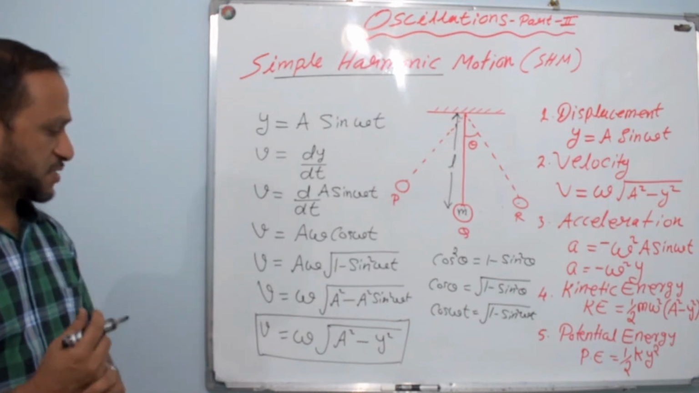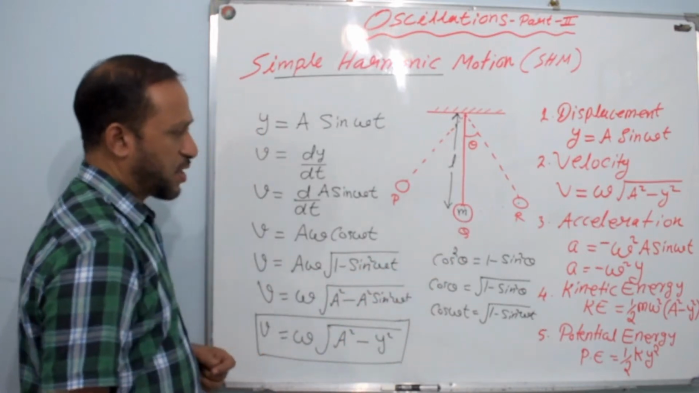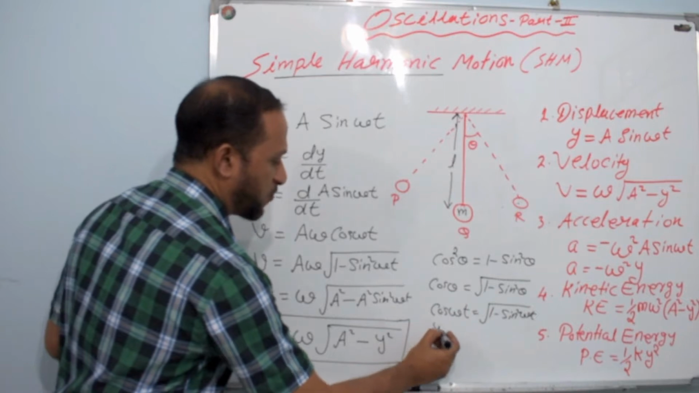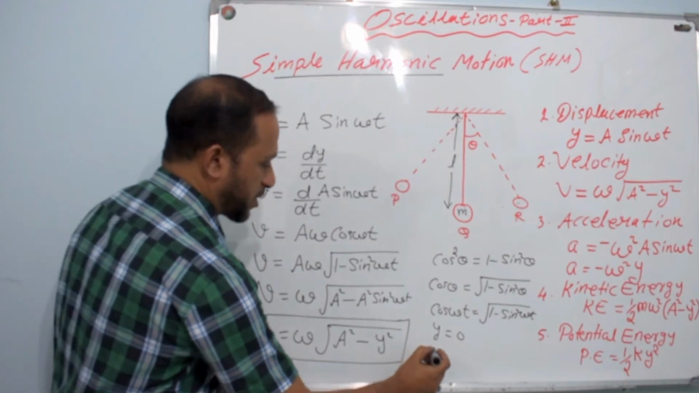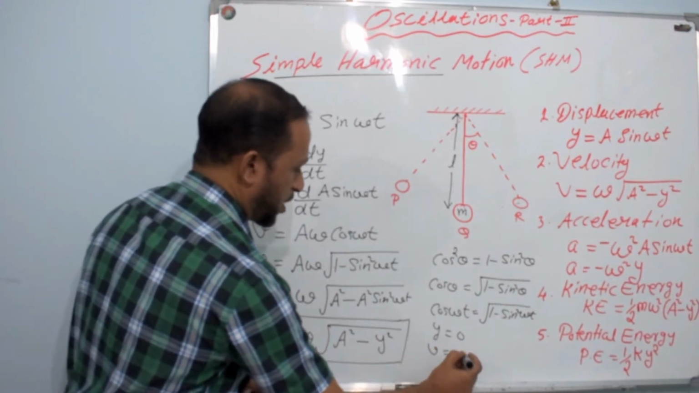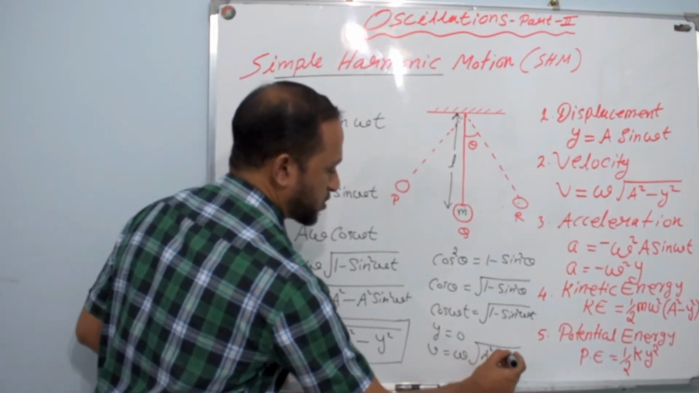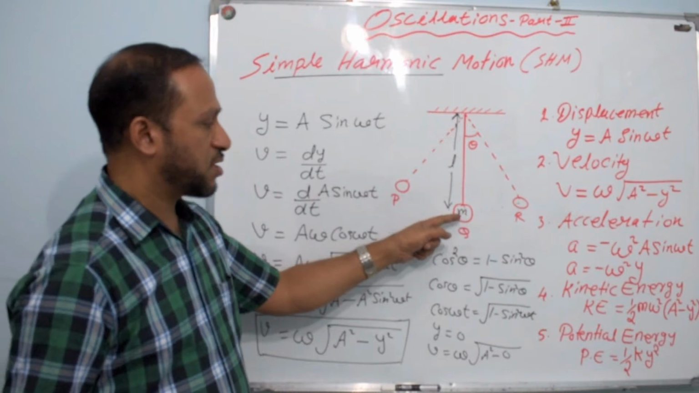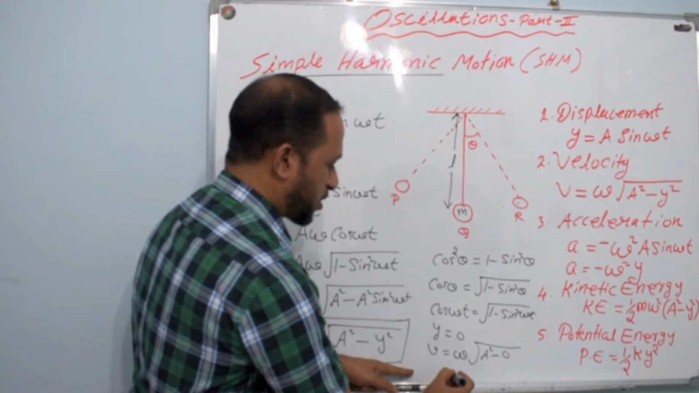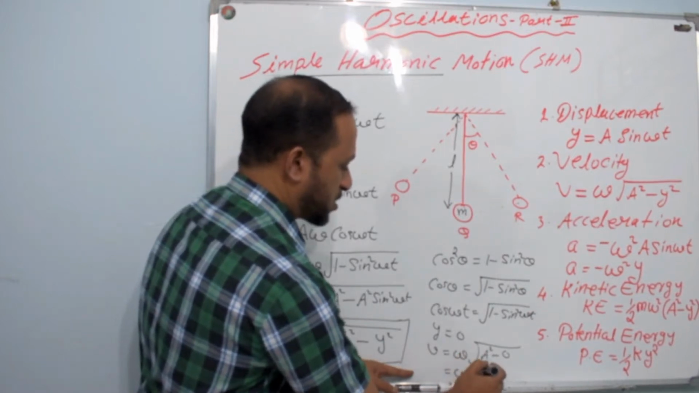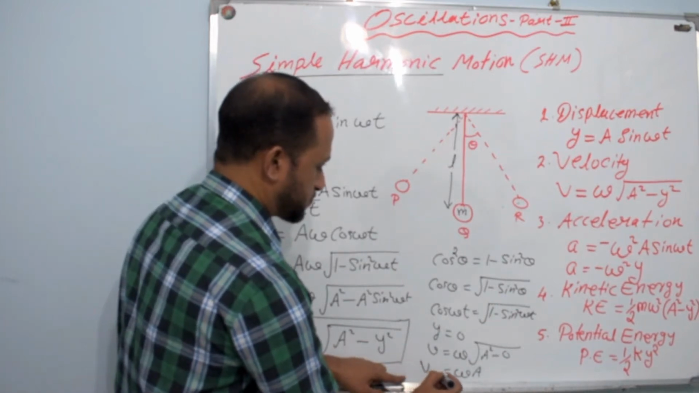Now we can see the special cases. Suppose initially the oscillator is at this position, mean position. At that mean position, the value of y is equal to 0. If y equal to 0 in this equation, then v is equal to omega into square root of a square minus 0, because at this mean position there is no displacement, y is 0. So when we apply y equal to 0, this equation becomes omega into root of a square, which is a. This is the maximum value of velocity, v max.